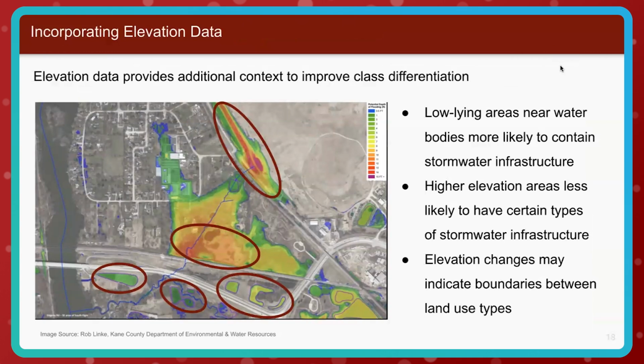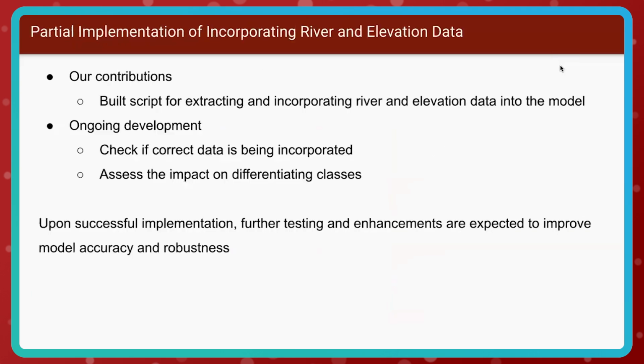Elevation data is readily available for all of Illinois. By incorporating this elevation data, we can provide the model with additional context to improve differentiation of classes. The elevation data would inform the model that low-lying areas near water bodies are likely to contain stormwater infrastructure, and that areas with higher elevation are less likely to contain certain types of stormwater infrastructure. Moreover, the model would be able to pick up the patterns in elevation, where elevation changes indicate boundaries between land use types. Overall, we believe the incorporation of elevation data will contribute to significant improvements in model accuracy.